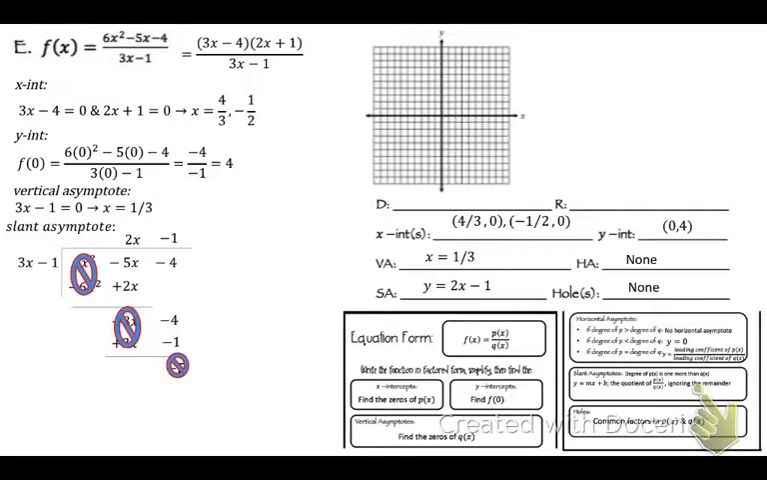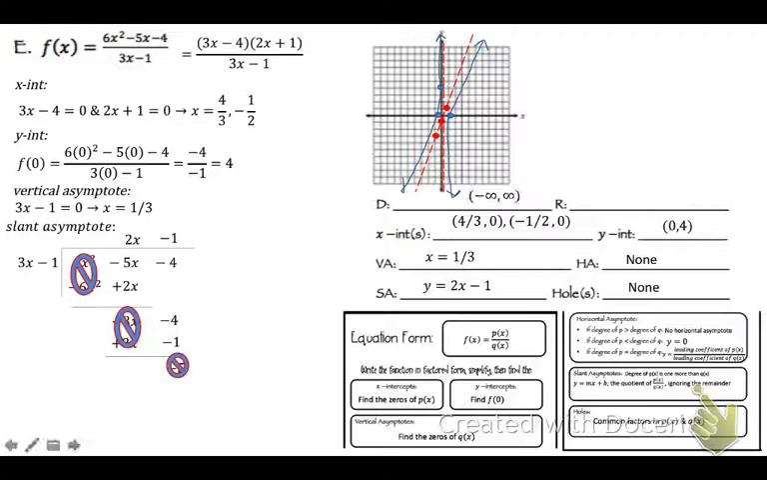So now we can just graph everything. (4/3, 0), (-1/2, 0), (0, 4), x equals 1/3, and then y equals 2x minus 1. So it crosses at -1, goes up 2 over 1, down 2 over 1. We can draw that right there. And then that goes up like that, and that goes right there.